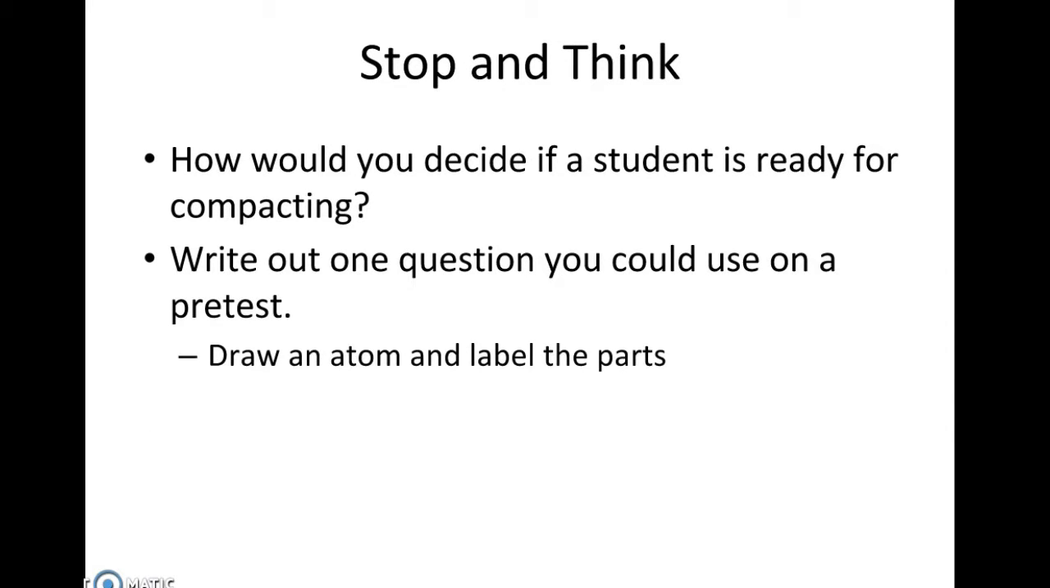Stop and think. How could you decide if a student in your classroom is ready for compacting? Think of a topic that you teach and write out one question that you could use on a pretest. For example, before my chemistry unit, I could ask my students to draw an atom and label the parts. This would show me if they understand basic vocabulary and the basic structure of an atom, and would give me almost all of the information I would need to see if they were ready to compact. If they could do these things, I would know that they are ready to compact on my basic chemistry unit and that they could move on to something more difficult for them.